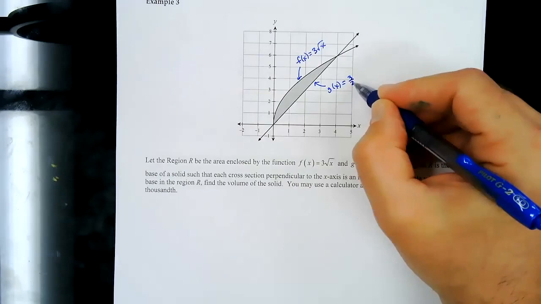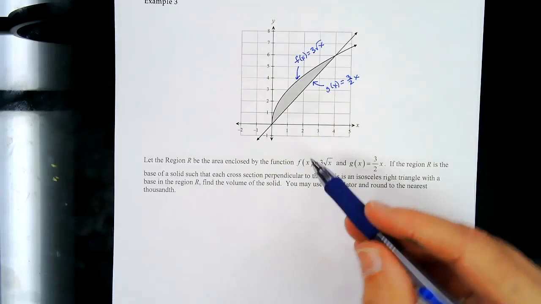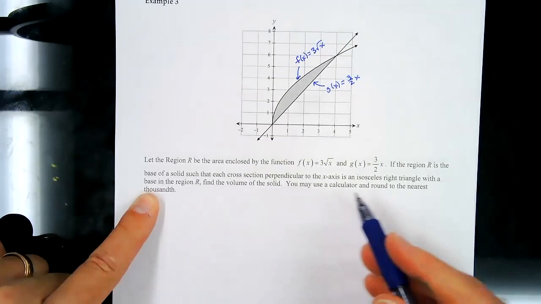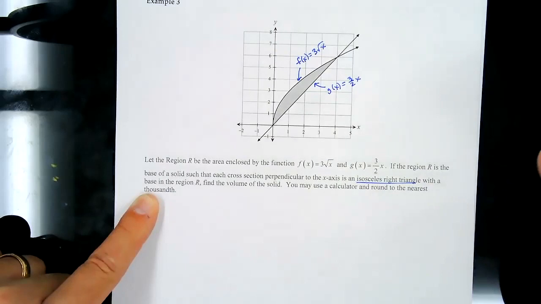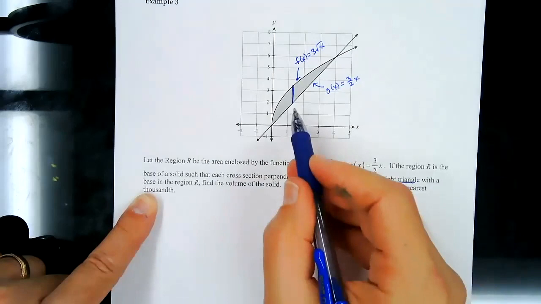If the region R is the base of a solid such that each cross section perpendicular to the x-axis, so again, we're going to draw these perpendicular to the x-axis, is an isosceles right triangle with a base in the region R, find the volume of the solid. Okay, so we have an isosceles right triangle. The base would be the leg of it, perpendicular to the x-axis. That would be one of the legs. Now it's isosceles, right? So this right triangle is coming up with the same height as this base right here.